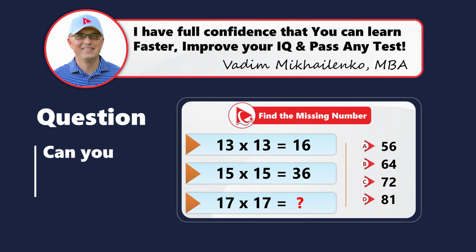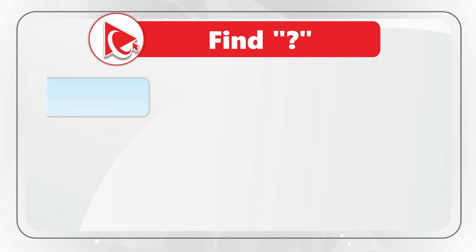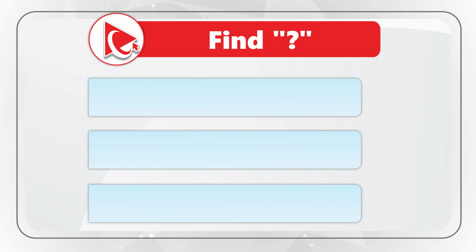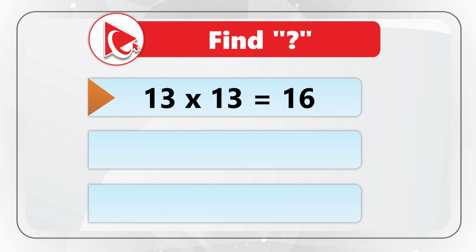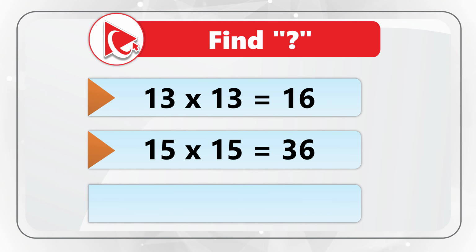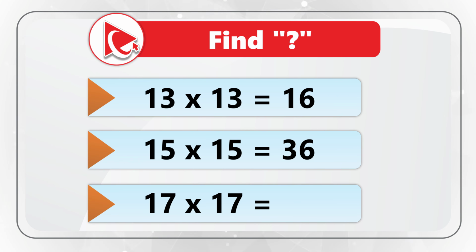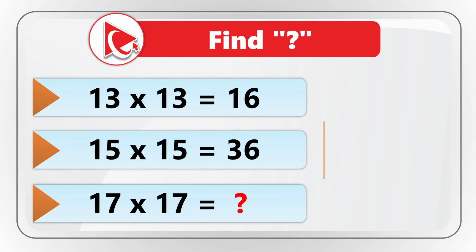Surprise, surprise! I have a problem for you to solve. You need to find the missing number, and you're presented with three expressions. First expression is 13 by 13 equals 16. Second expression is 15 by 15 equals 36. And last expression, 17 by 17 equals the missing number, represented by the question mark. You need to calculate and select the missing number out of four different choices.